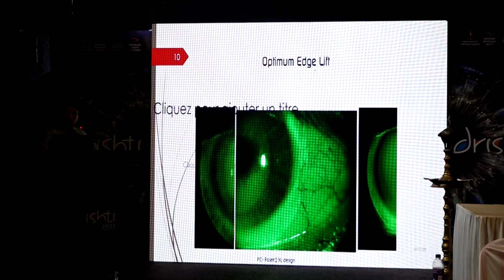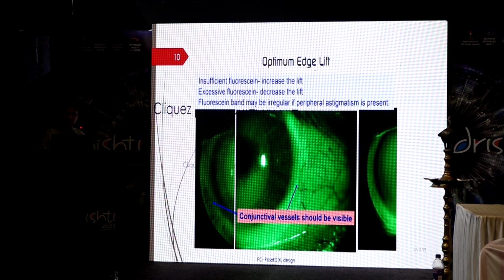Also, you need to have an optimum edge lift, right? So there the vessels are not camouflaged or impinging, so they should all run and it should be visible beneath the edge of the lens. So conjunctival vessels should be visible. If there is insufficient fluorescein along the edge, you need to increase the edge lift. If there is excessive, you need to decrease the lift. And a fluorescein band may be irregular if peripheral astigmatism is present.